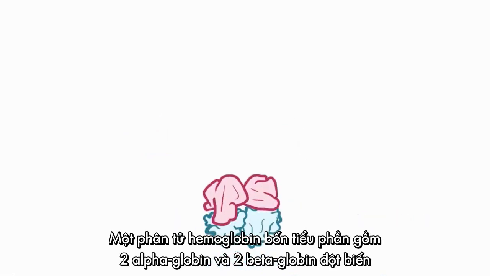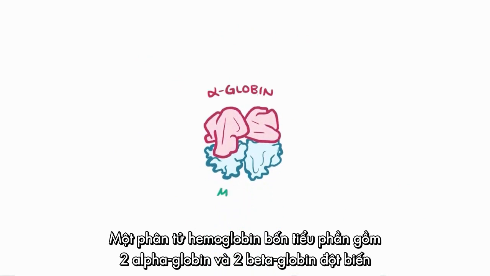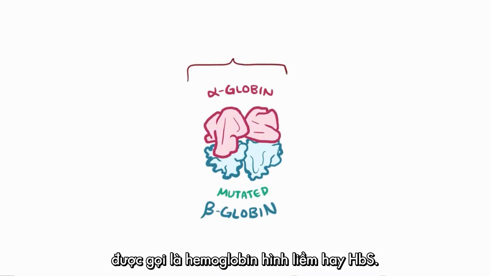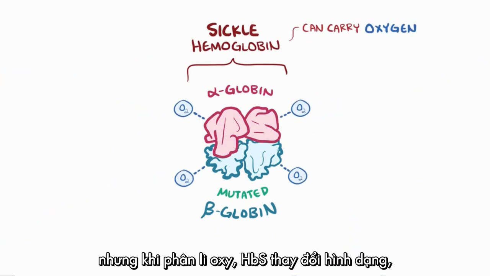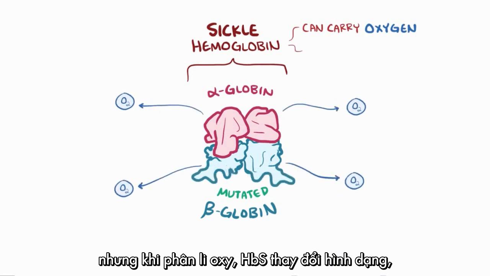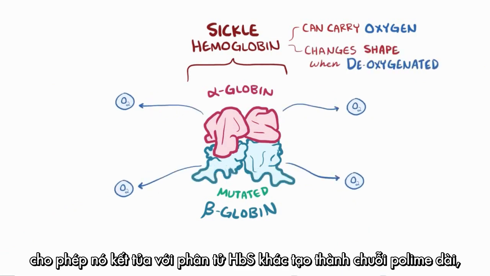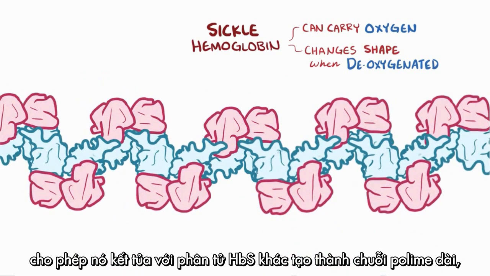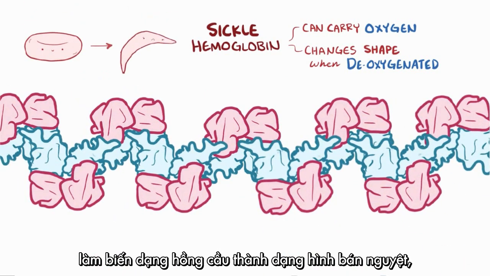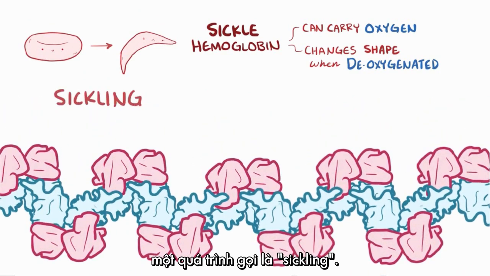A hemoglobin tetramer with 2 alpha globin and 2 mutated beta globin proteins is called sickle hemoglobin, or HbS. HbS carries oxygen perfectly well, but when it's deoxygenated, HbS changes its shape, which allows it to aggregate with other HbS proteins and form long polymers that distort the red blood cell into a crescent shape, a process called sickling.